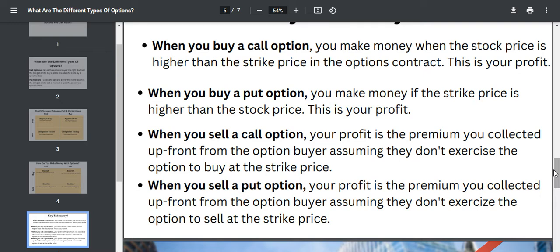So in a nutshell, wrapping all of this up, there's two types of options contracts: a call and a put. And there's basically four trades you can make. You can buy a call, you can buy a put, you can sell a call, and you can sell a put. And that is the basics of options trading right there.